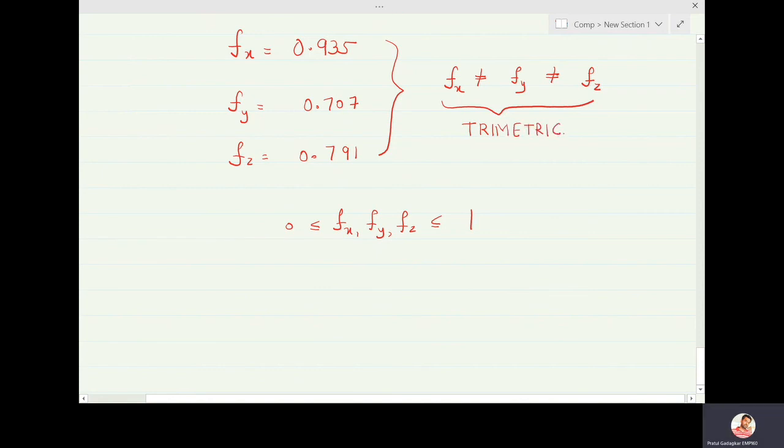This is the title of our lecture. So what is a trimetric projection? A projection in which all the foreshortening factors are going to be different numbers.